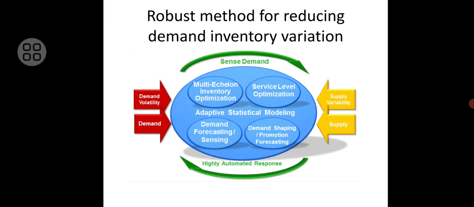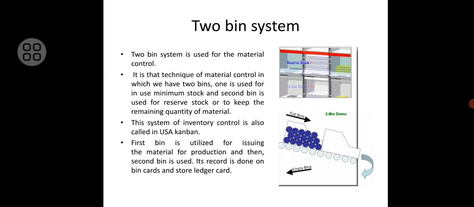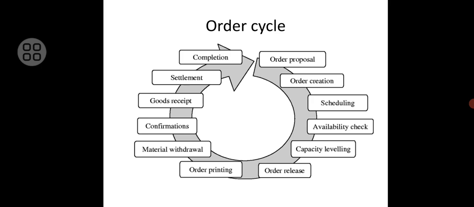Next is a robust method for reducing demand inventory variation. Once the company wants to reduce it, for the robust method we go for demand volatility and demand sensing. For sensing demand, we go for a highly automated response. So we have to follow the supply chain method, right? Next, we go for the two bin system. The two bin system is an application of the Q model.